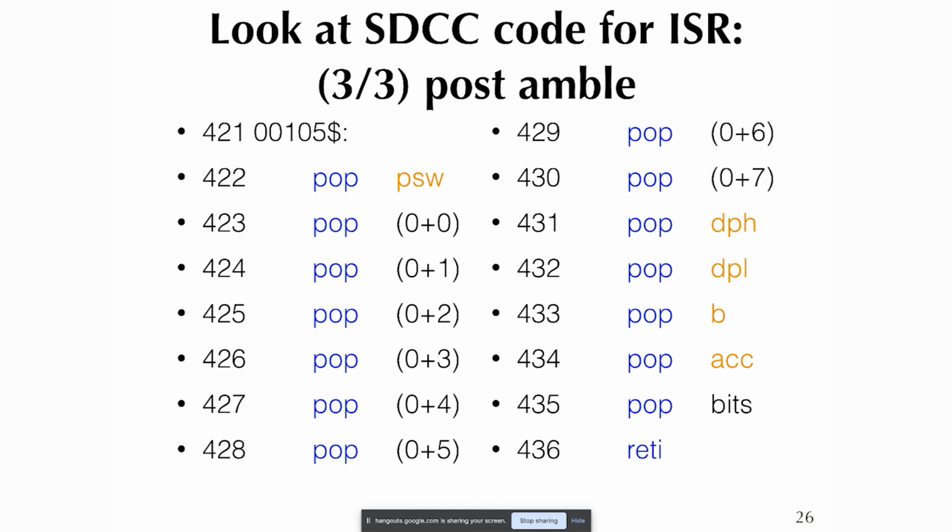after that returns back, it pops PSW, pops registers 0, 1, 2, 3, 4, 5, 6, 7, pops DPH, pops DPL, pops B, pops ACC, pops bits before it does the RETI. It's like, what? Spend way more code just on pushing and popping all these registers compared to the little code for me, right?